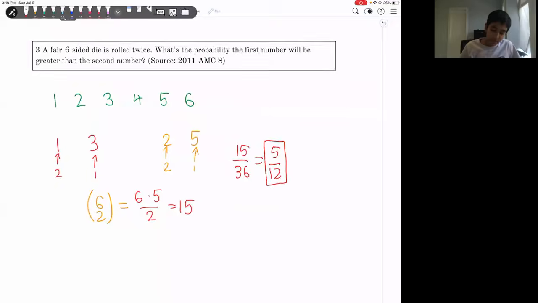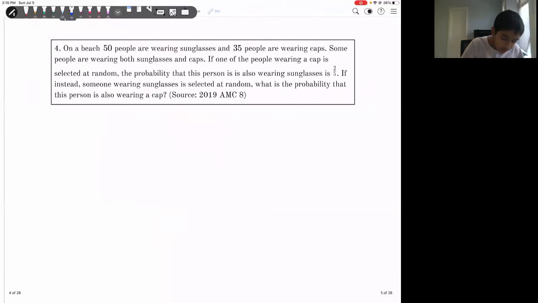So now let's move on to number 4. On a beach, there are 50 people wearing sunglasses and 35 people wearing caps. Some people are wearing both sunglasses and caps. If one of the people wearing a cap is selected at random, the probability the person is also wearing sunglasses is 2/5. If instead someone wearing sunglasses is selected at random, what's the probability the person is also wearing a cap? Okay, so this seems like a complicated problem.